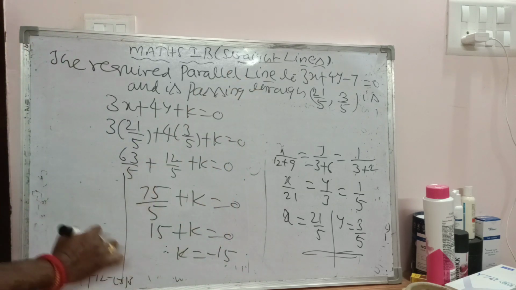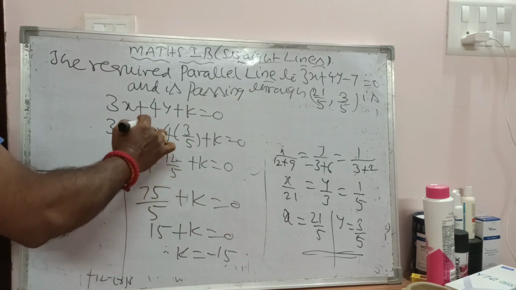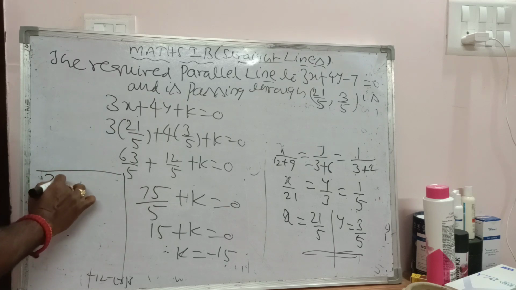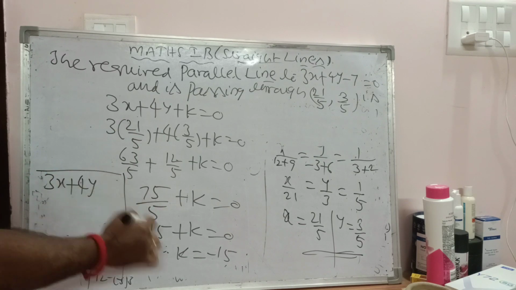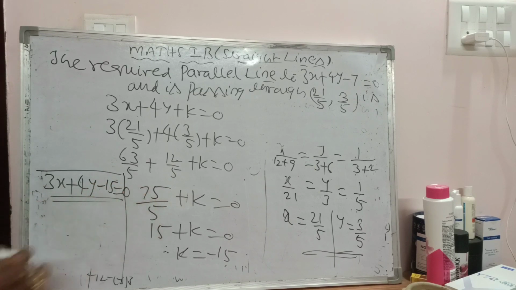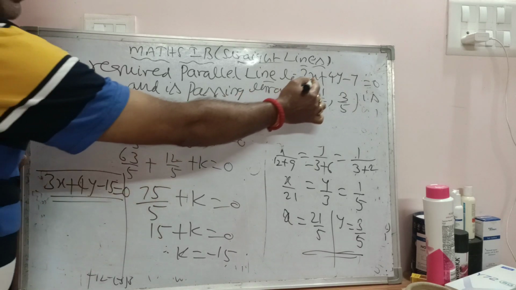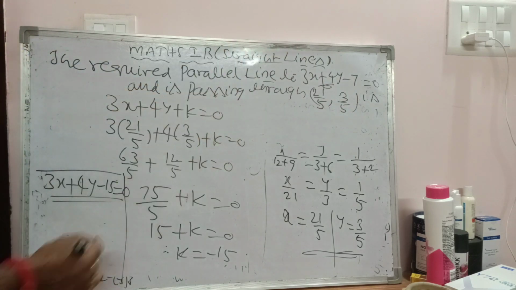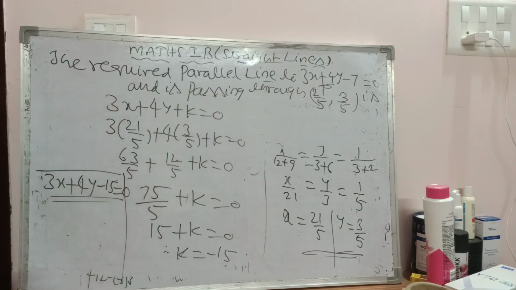Therefore, the required parallel line is 3x plus 4y minus 15 is equal to 0. This is the line which is parallel to 3x plus 4y minus 7 is equal to 0 and passing through the point of intersection of the two given lines.